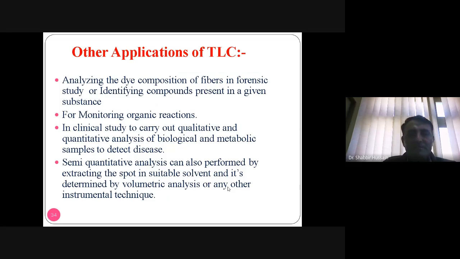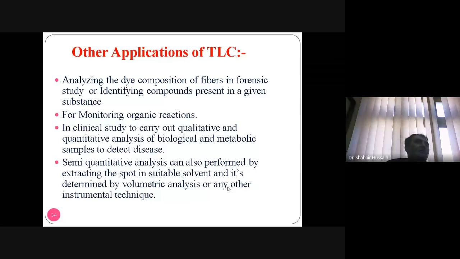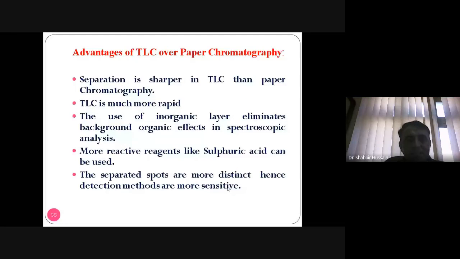Other applications of thin layer chromatography: analyzing the dye composition of fibers in forensic study, identifying compounds present in a given substance, for monitoring organic reactions, in clinical study, to carry out qualitative and quantitative analysis of biological and metabolic samples to detect disease, right?